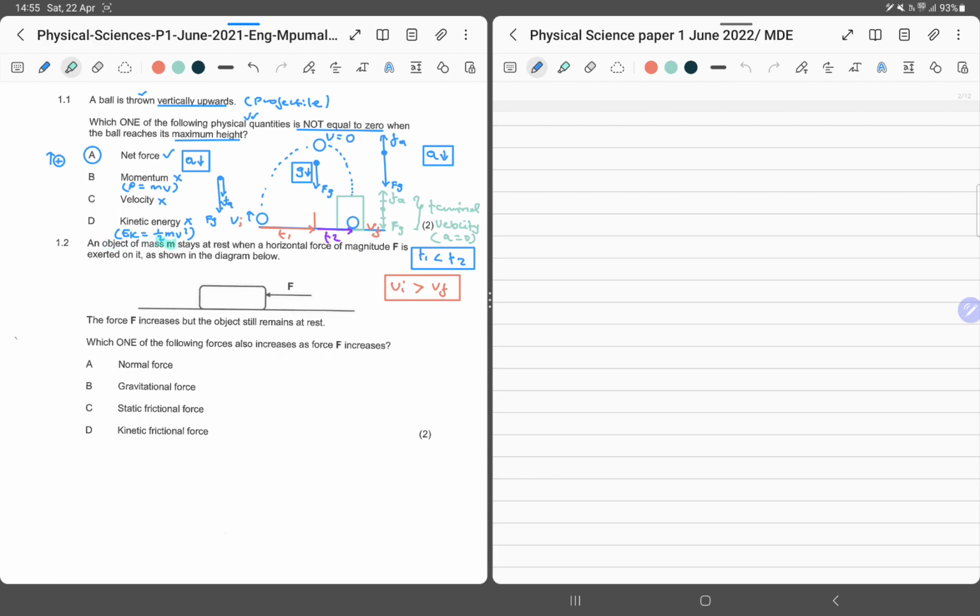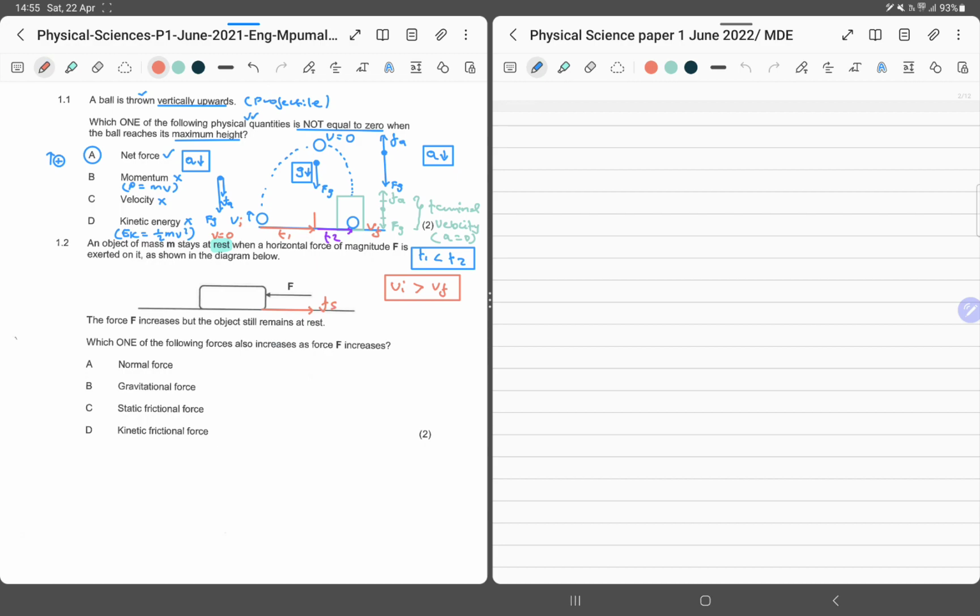Now we're told here an object of mass m stays at rest. So once we say something is at rest, what are we suggesting? We are suggesting that its velocity is 0. Okay? Now on a horizontal surface, when a horizontal force of magnitude F is exerted on it, as shown in the diagram below. Great. Now we can see that the force is going to the left. Obviously, if it is at rest, there's a force balancing it. And what would be that force? It's static friction, isn't it?